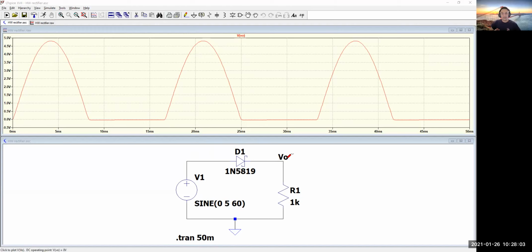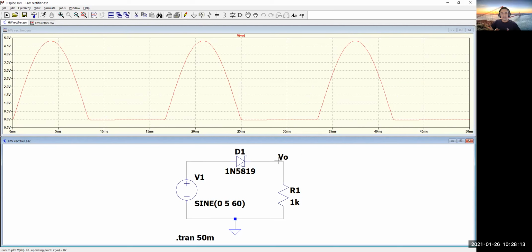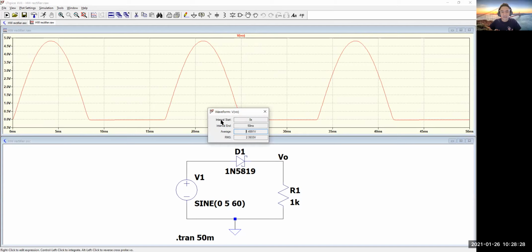And to get this plot, you simply have to click on the node voltage that you want to plot. So if you wanted to plot this voltage, I would simply click here or here. So this gives you the voltage over time. Now, if you wanted to measure the RMS, what you have to do is control click the label over here, and it will give you the average as well as the RMS. So that's how you can measure RMS voltage on LTspice.